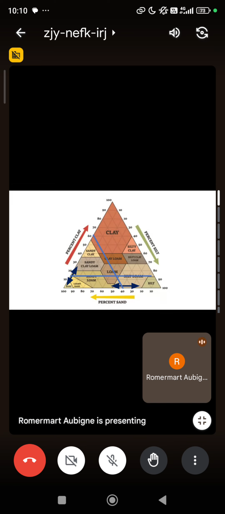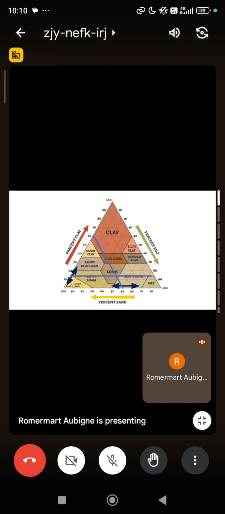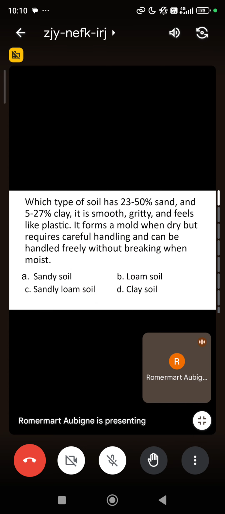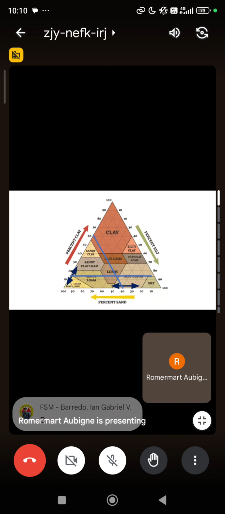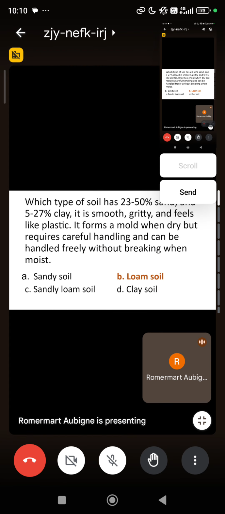Ulit natin sa ating triangle. Kita natin itong percent sand natin. No? We have the percent sand of 23 to 50%. Then we also have clay from 5% to 27%. So saan sila nag-meet? We have the loam soil. So the answer is loam soil.